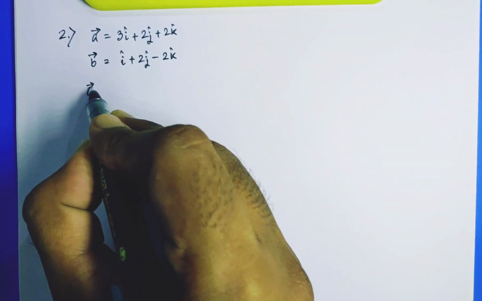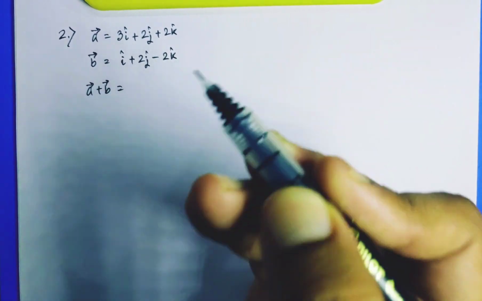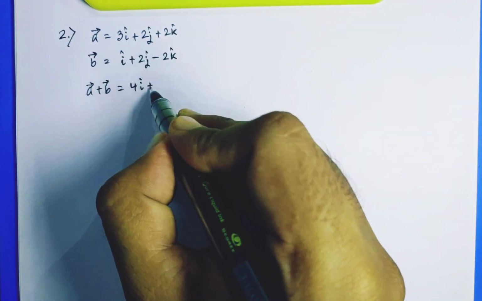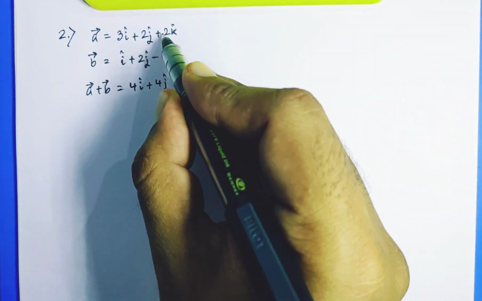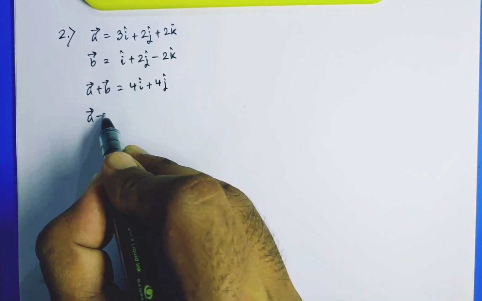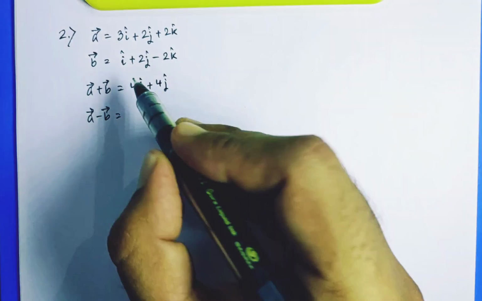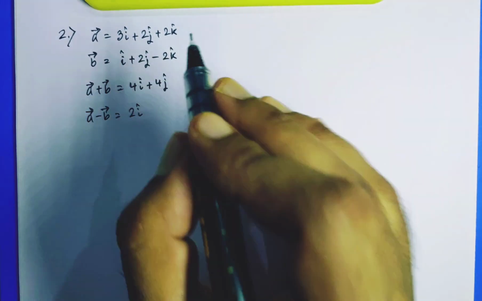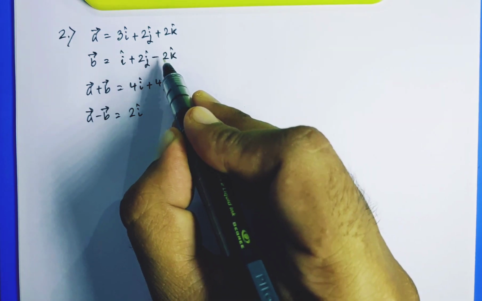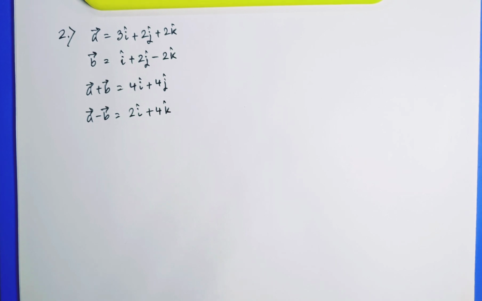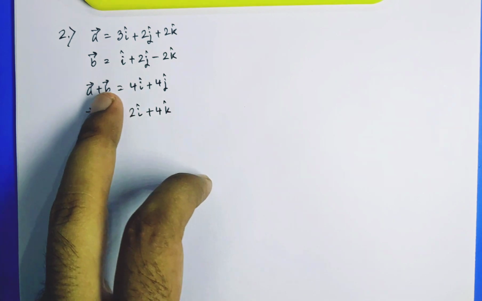So let us find a plus b first. So a plus b is given by, just add: 3 plus 1 is 4i cap, 2 plus 2 is 4j cap, 2 minus 2 is 0. So forget it. Now let us do a minus b vector. So a minus b vector will be 3 minus 1, that is 2i cap. 2 minus 2 goes out. 2 minus of minus 2 becomes 4k cap. Clear? Now we have to find a unit vector perpendicular to these two vectors.